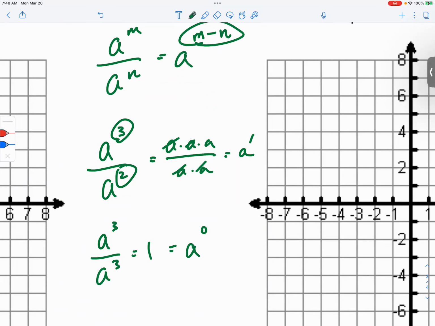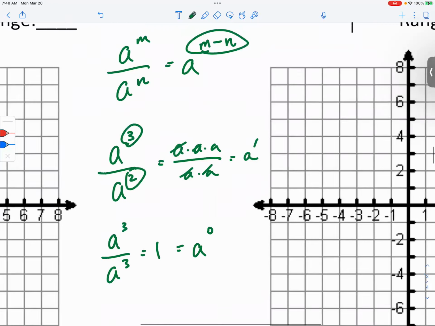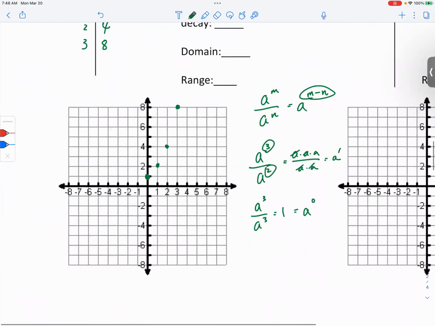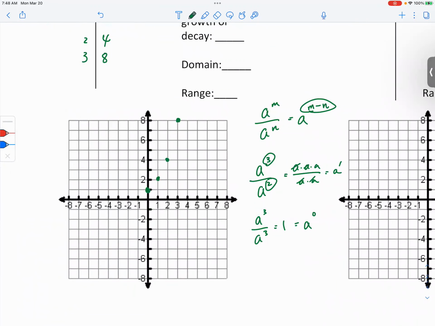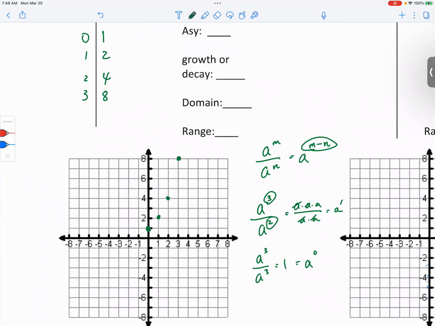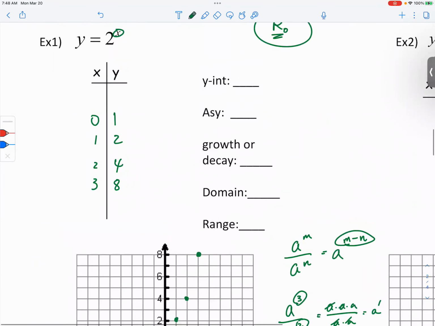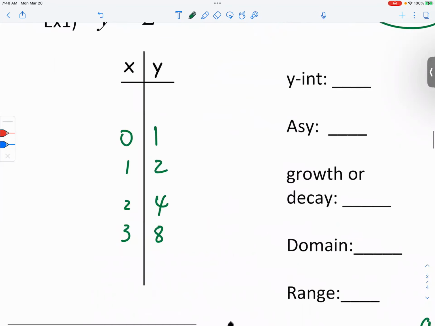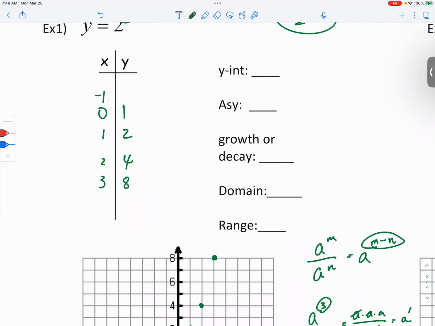I would say I only got convinced about anything to the 0 power it's 1 because I worked this whole thing out. Okay, so I want you to think about this and imagine that you are going to explain to somebody why anything to the 0 power it's 1. That would be a good example to use. What about 2 to the negative 1 power?